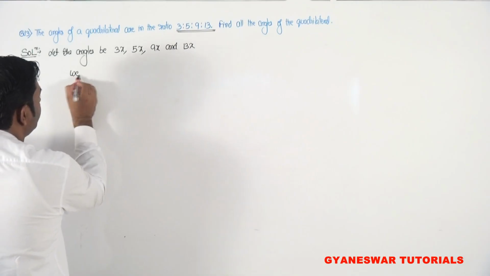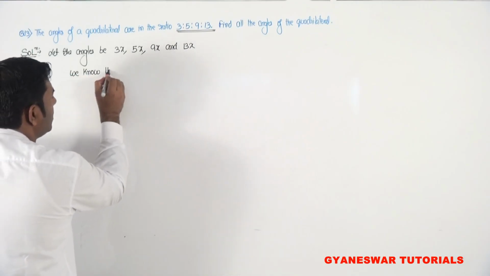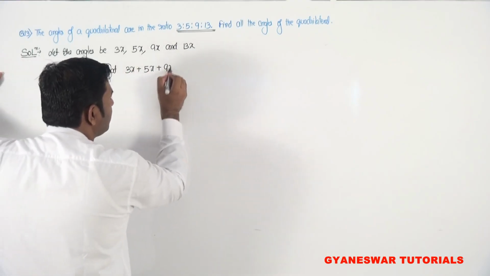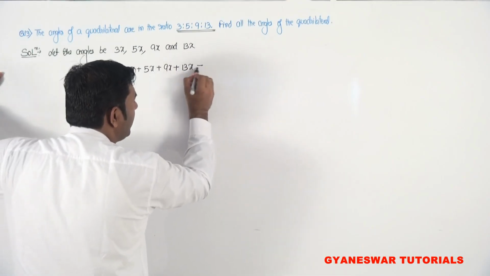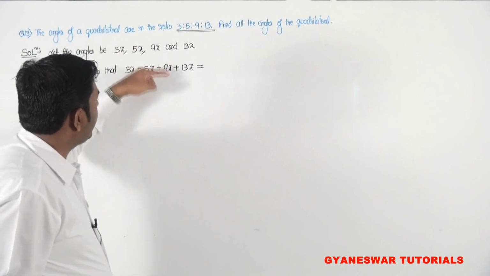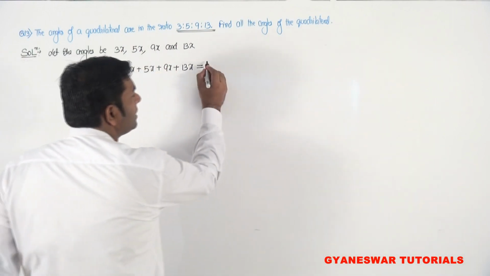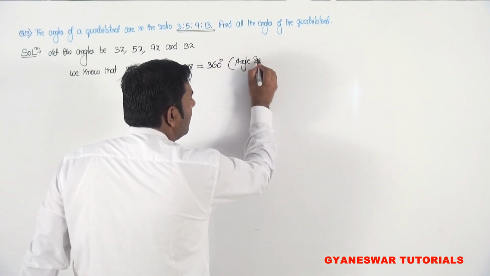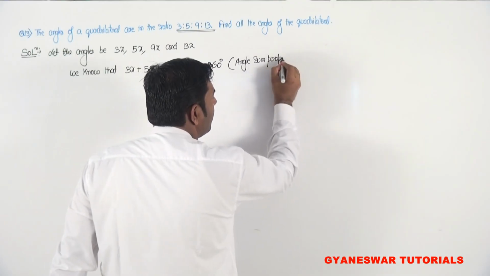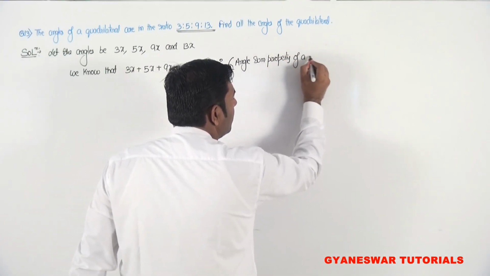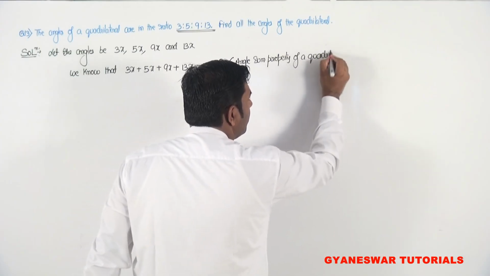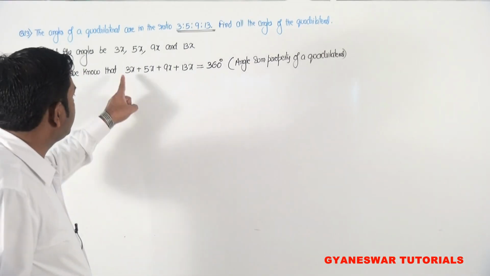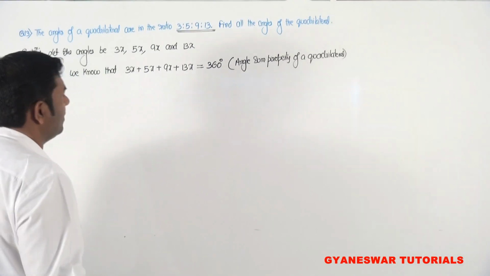So we know that 3x plus 5x plus 9x plus 13x must be equal to... The sum of all these must be equal to how much? 360 degrees. That is the angle sum property of a quadrilateral. Isn't it? किसी भी क्वाड्रिलेटरल के चारों एंगल्स ऐड करने से 360 आना चाहिए.